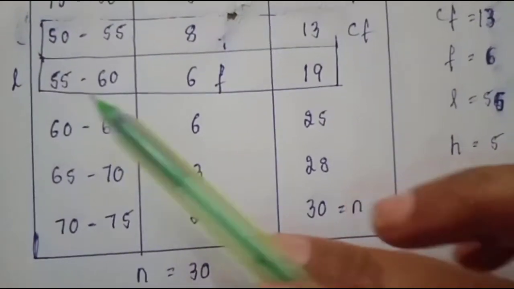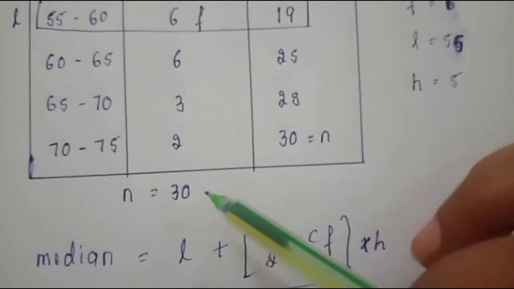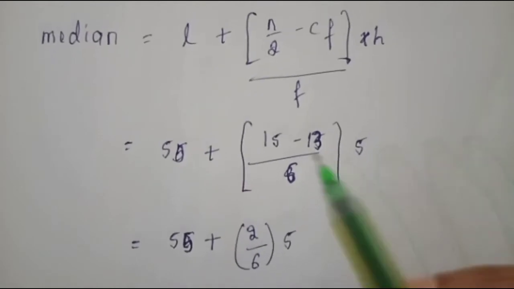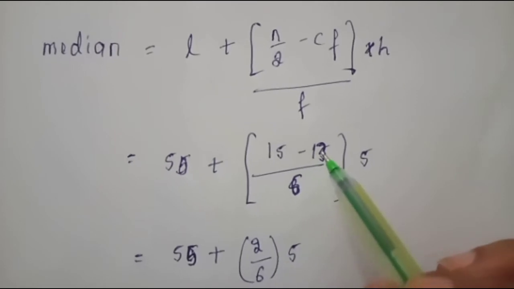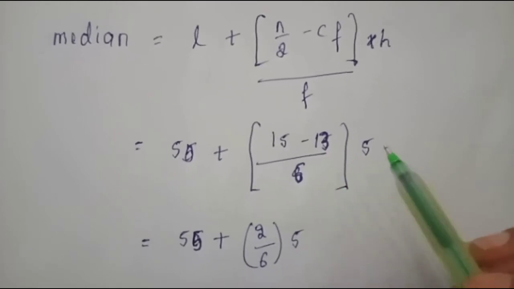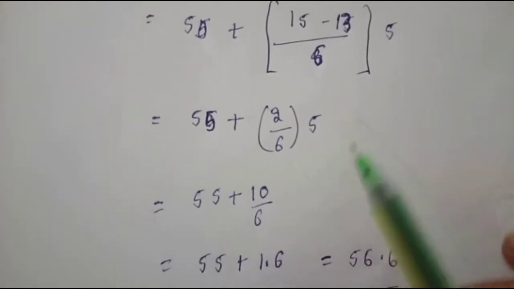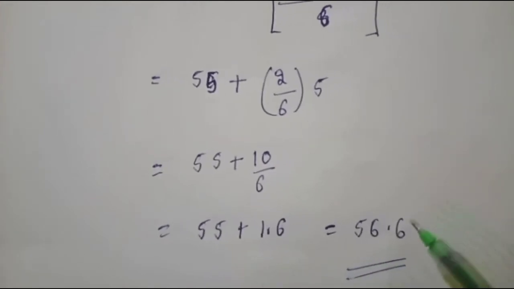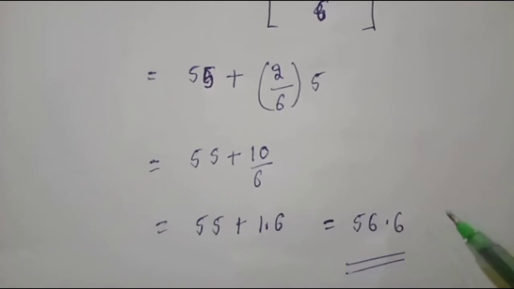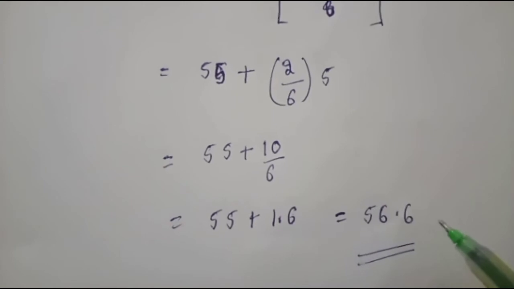And L is 55, F is 6, CF is 13. And N is 30 and the class size is 5. So substitute all the values. We get L is 55 plus (N by 2 is 15 minus CF is 13) divided by F is 6, and class size H is 5. So 55 plus 2 by 6 into 5, that is 10 by 6. 55 plus 1.6 equals 56.6. So you can conclude that the median weight of the students is 56.6 kg.